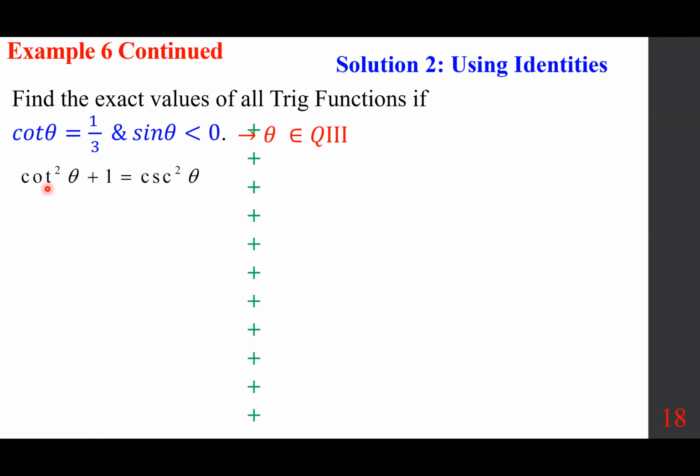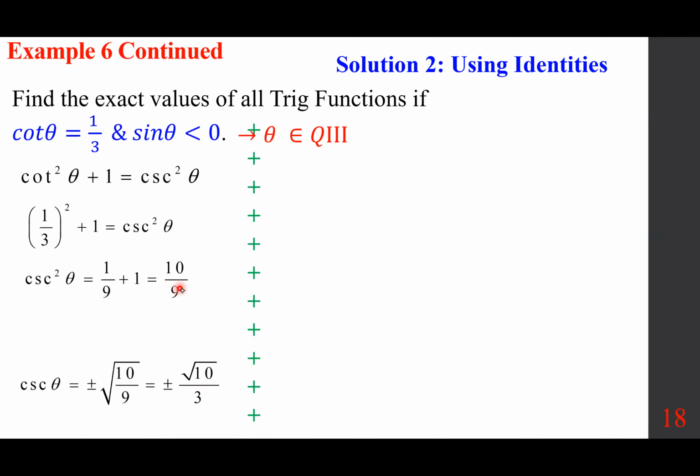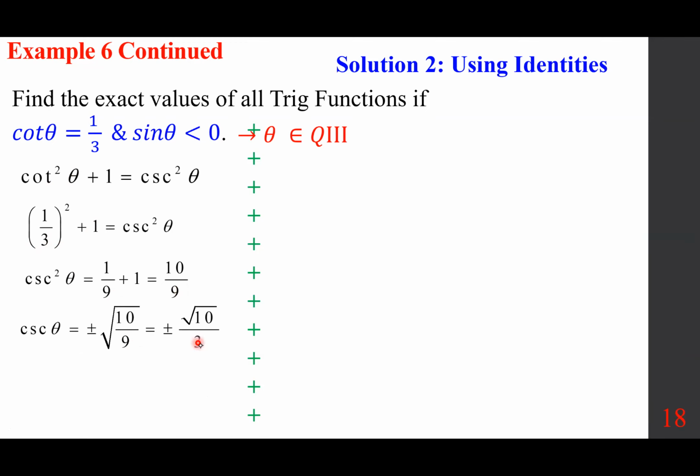So replace the cotangent with 1/3 and square it. You get 1 over 9 here. So 1 over 9 plus 1 is 10 over 9. So cosecant is plus or minus the square root of this number, and 9 comes out as 3.